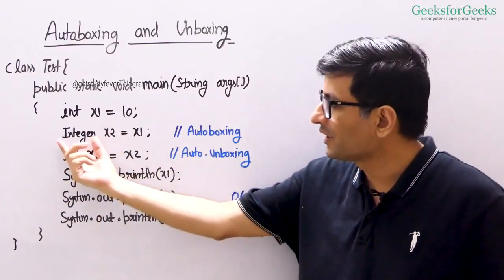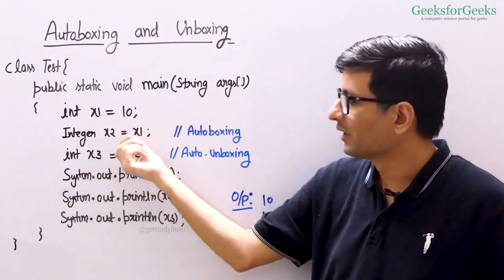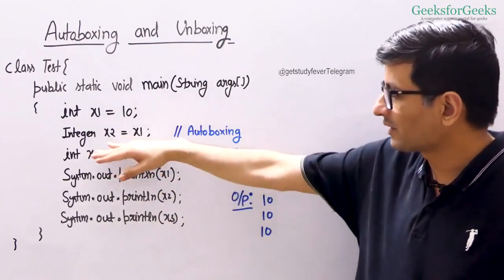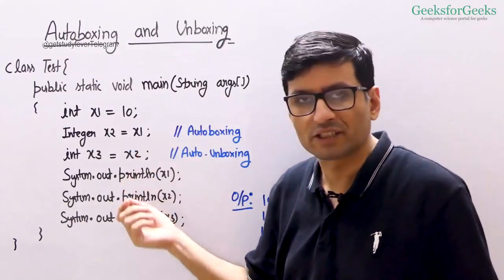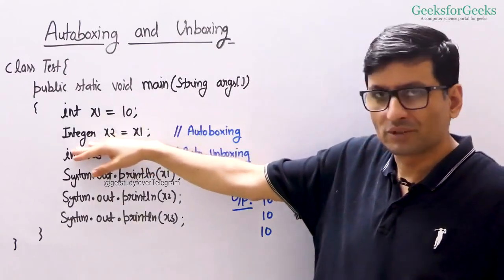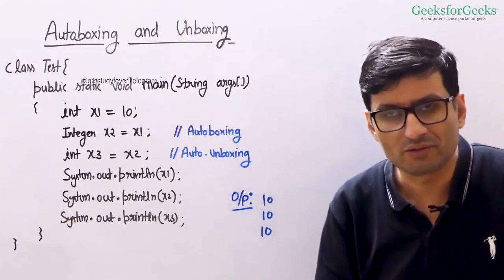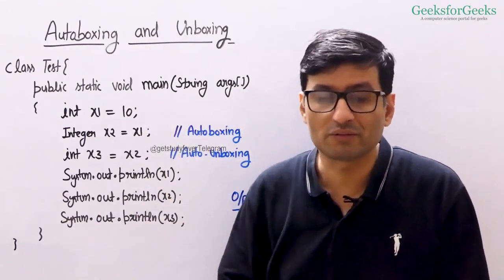Then we have an Integer reference, x2. It's non-primitive, so it's going to be a reference, right? So x1 is assigned to x2, and this assignment works perfectly fine. We don't need to do any explicit typecasting. It automatically becomes an Integer object, and this is what is called auto boxing. You had an int value, which was 10, and it automatically boxed into an Integer object.